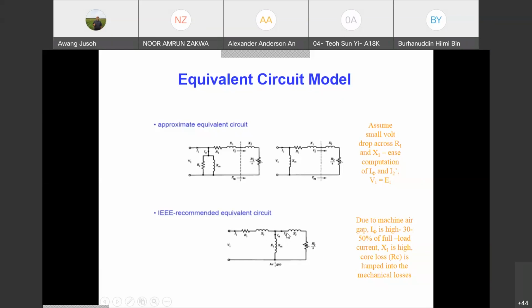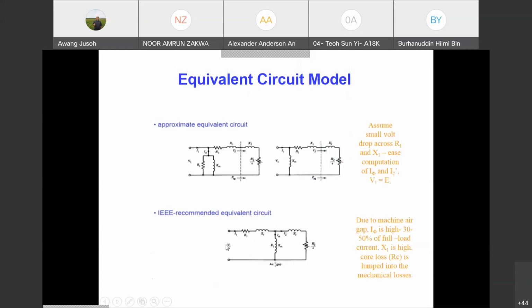If you want to find I2, then you need to use the current divider. I think all of you know the current divider. It is a little bit complex, but it's okay, it can still be used. So the best circuit to solve is the approximate one, but again, it depends on what they ask in the exercise. In the exam we normally say clearly to use this circuit or that circuit, so you have to follow the instruction.